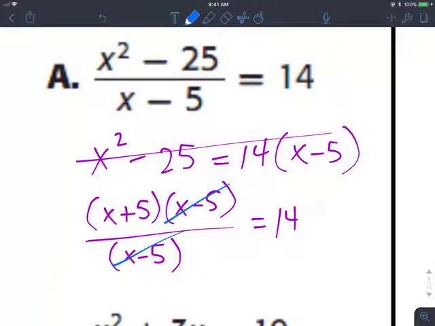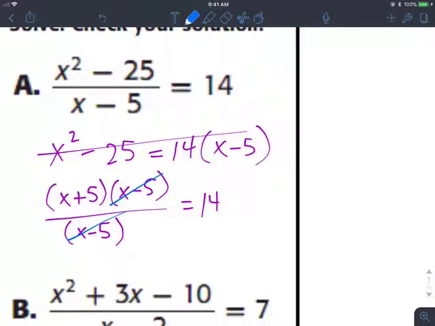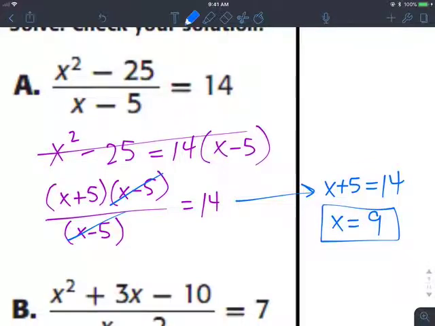That cancels. Now I have x plus 5 equals 14. Subtract 5 and you get x is equal to 9. You have to check your work. If you substitute in 9, 81 minus 25 gives you 56. 9 minus 5 gives you 4. 56 divided by 4, 14. Yep, so that checks.